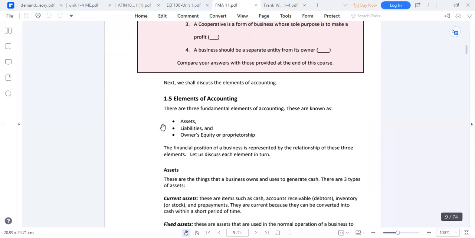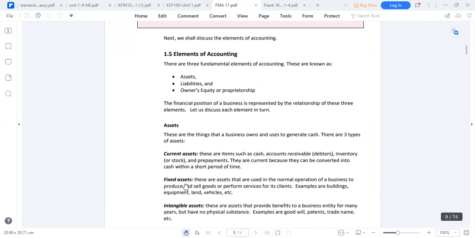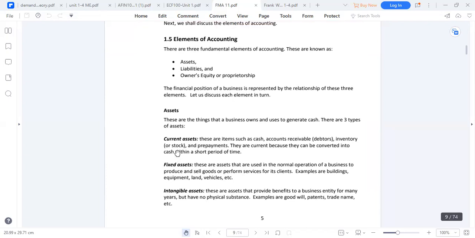So we go to the elements of a business. There are 3 fundamental elements. We have what are called assets, liabilities, and owner's equity. When you're dealing with assets, our vocabulary now must change. So assets come in terms of fixed, current, and intangible assets. These are simply the belongings of a business. Assets are simply the things that the business owns to generate cash.